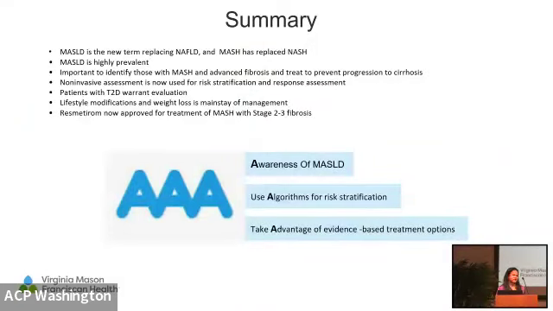So to summarize, AAA: awareness of MASLD, use those algorithms, they're very well defined now, and then take advantage of these evidence-based treatment options. And a little plug here, we do have clinical trials that we are running at Virginia Mason, so if you feel that you have a patient that you want to put in a clinical trial, happy to evaluate them. Thank you.